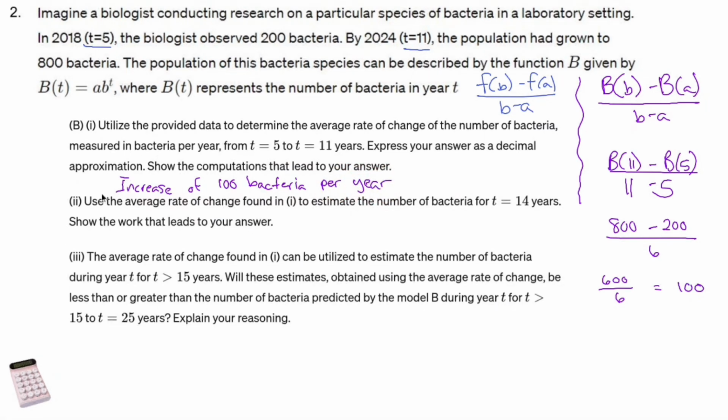Now, that's just the average rate of change. We already know very well from the previous problem that this is an exponential guy, so it's probably going to look something like that, but this is asking you to find what that is right there. Find the slope, and the slope is 100 bacteria per year.